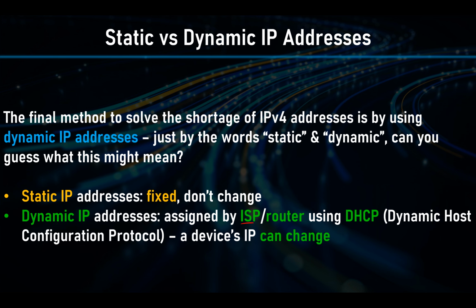So actually there are going to be two. Your router is going to get a dynamic IP from the ISP, but then your device is going to get a dynamic private IP from the router. Let's say that again. The router is going to get a dynamic public IP from the ISP, whereas your device is going to get a dynamic private IP from the router.